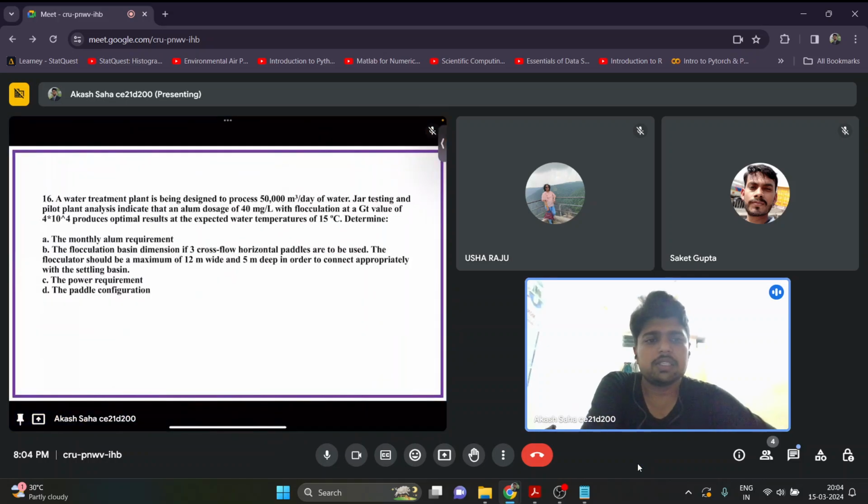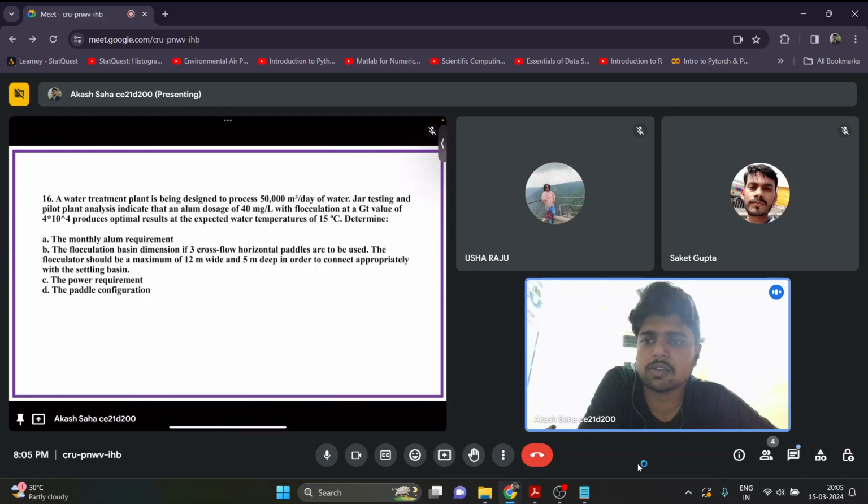So now in this problem, whatever we have learnt about flocculation, all the theory will be utilized. So it's a complete problem. It says that a water treatment plant is being designed to process 50,000 meter cube per day of water. With the help of jar testing and some pilot plant analysis, it indicates that an alum dose of 40 milligram per liter is required with flocculation at a GT value of 4 into 10 to the power 4. So the GT value is also given because it is a design criteria for flocculation.